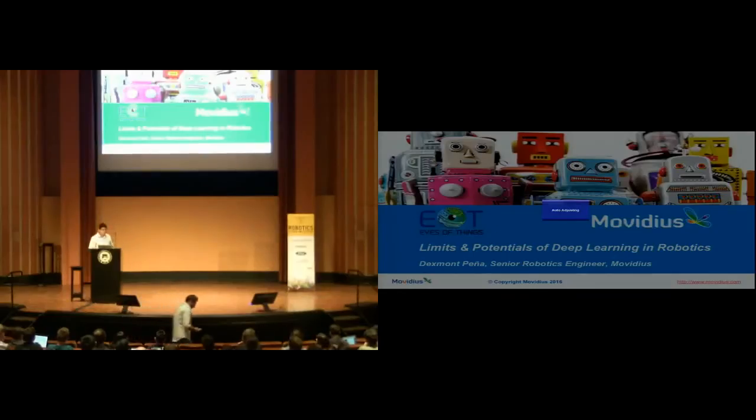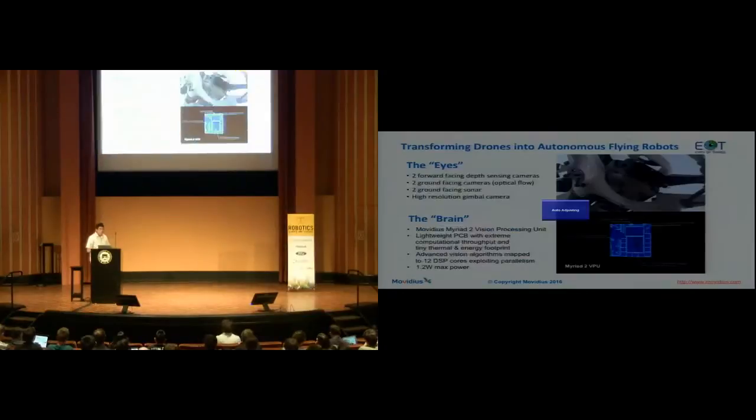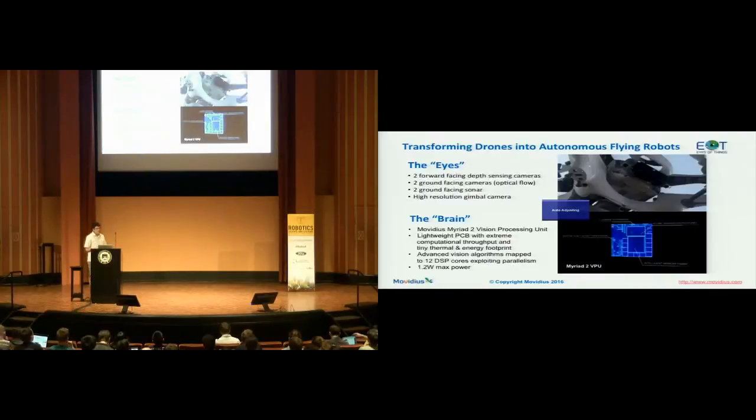My name is Declan Peña, and we are working on one project called EOT. We are trying to give eyes to everything. Before, we had depth camera sensors for calculating optical flow. We have a very low power chip, and it's very nice because it has 12 GPUs inside, and everything uses less than 1 watt.